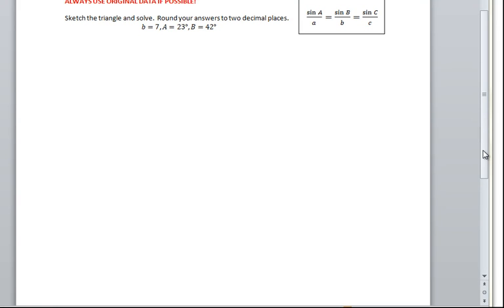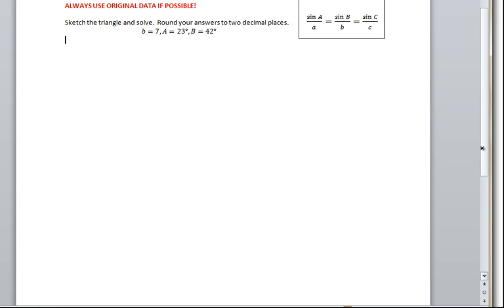Okay, so we're going to solve a triangle, and here is where it's important to always use original data if possible. And this is the law of sines. I'm going to derive it in class for you and talk about it, but basically it says the sine of angle A over the length of side A is equal to the sine of angle B over the length of side B equals the sine of angle C all over the length of side C. And that's basically the formula that we're going to use.